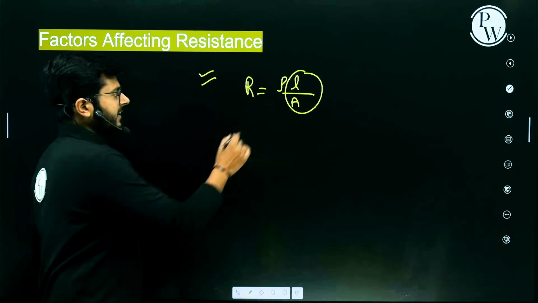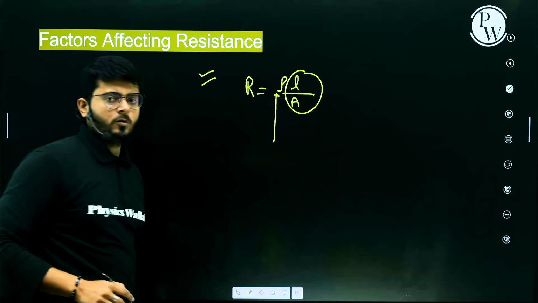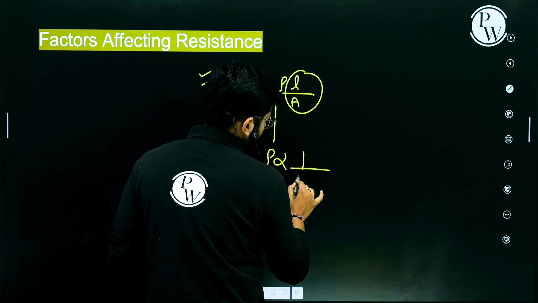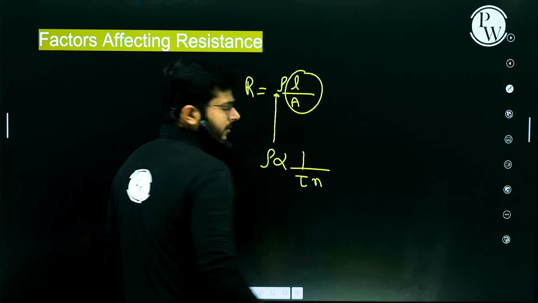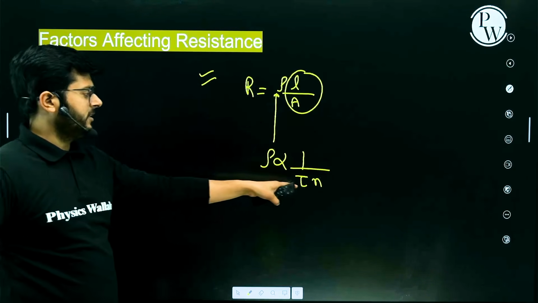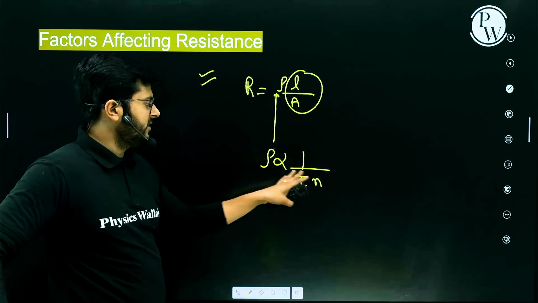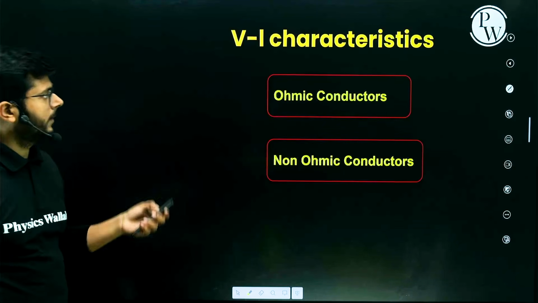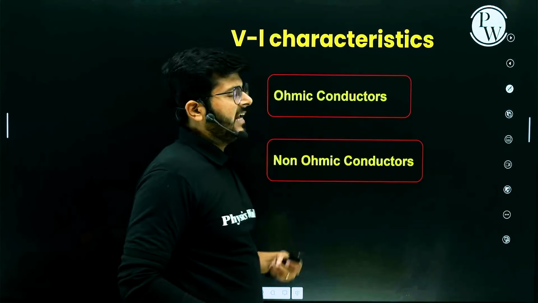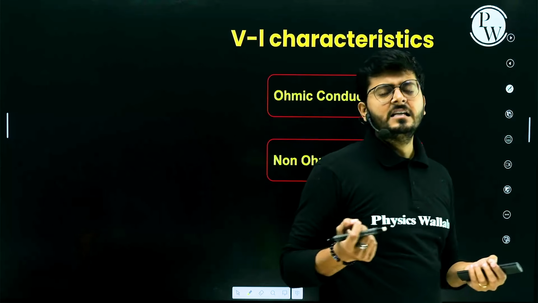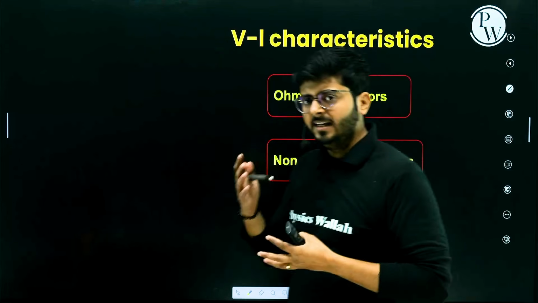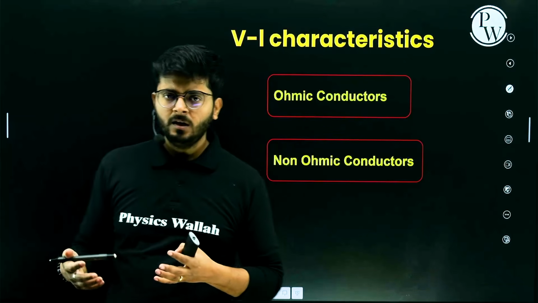But the other factor is, if you change the rho, and the factors on which the rho depends, I have already told you, it depends on the relaxation time and the number of free electrons, right? So changing the temperature changes these things, and it affects the value of resistance, right? Okay. Now the next thing is called VI characteristics. VI characteristics is how the voltage and current vary through a given circuit element.